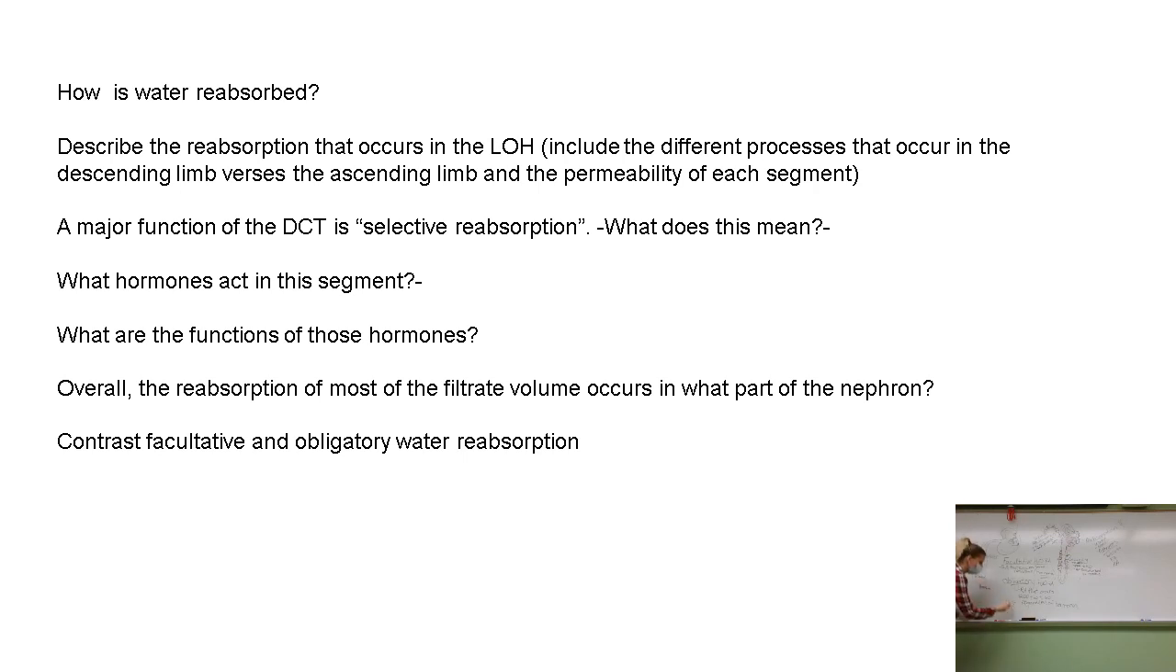That's it. So the PCT and the descending limb of the nephron loop are both obligatory sites of water reabsorption. We cannot prevent that. We don't increase it. I mean, we can shift to the juxtamedullary nephrons, but that's it. The water reabsorption in these areas is obligatory. Where does the facultative water reabsorption occur?